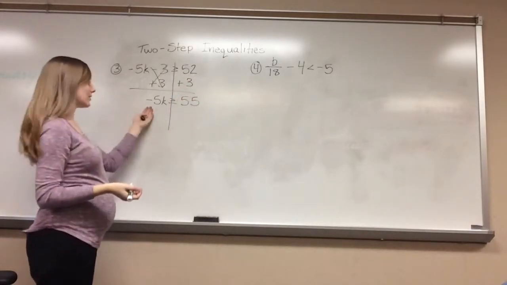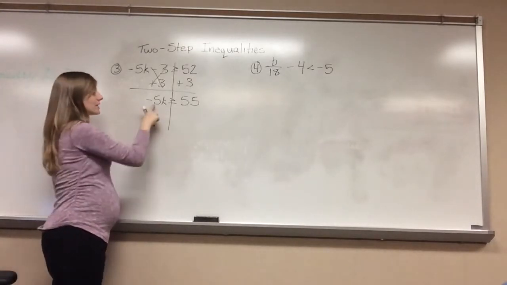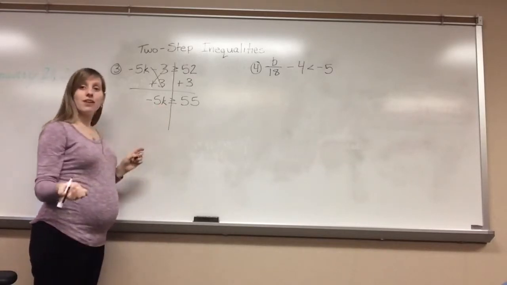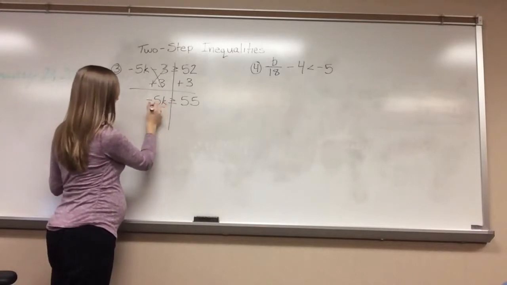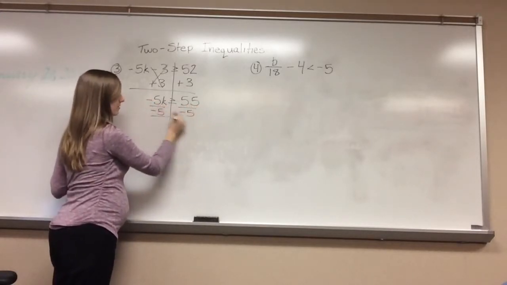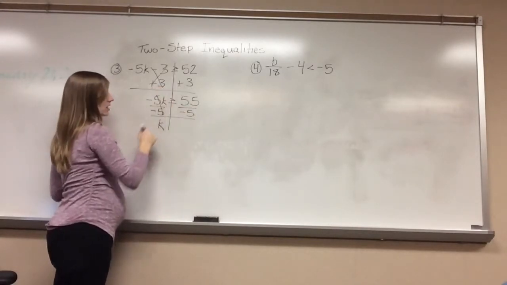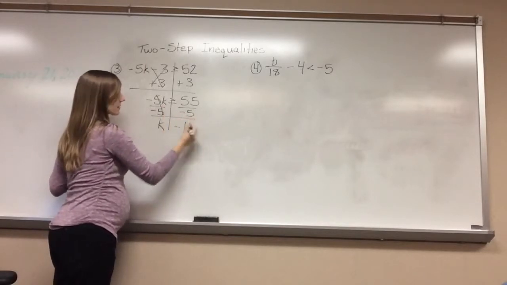At this point, I now need to get rid of the negative 5. So to cancel out the negative 5, this is negative 5 times k. The opposite would be to divide by negative 5. So I must divide both sides by negative 5. My k comes down, the negative 5's cancel. 55 divided by negative 5 is negative 11.